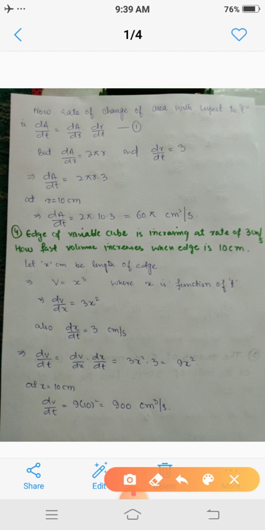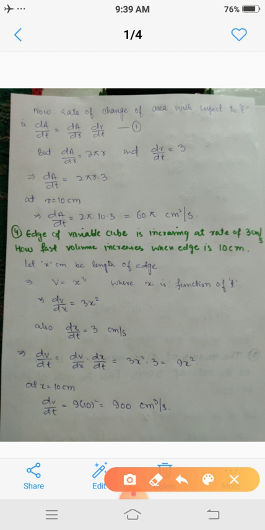Hence, substituting, we simply get dA/dt is 2πr into 3. We have to find the rate of change in area when r is 10 centimeter, which implies that dA/dt is 2π·10·3, which is 60π. So this means that the rate of change in area is 60π centimeter square per second when r is 10 centimeter.